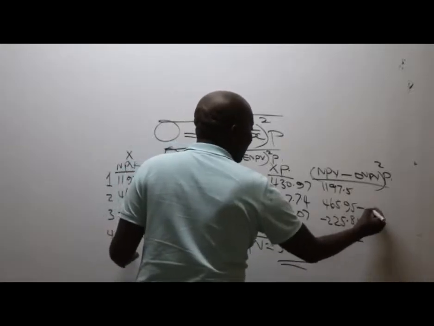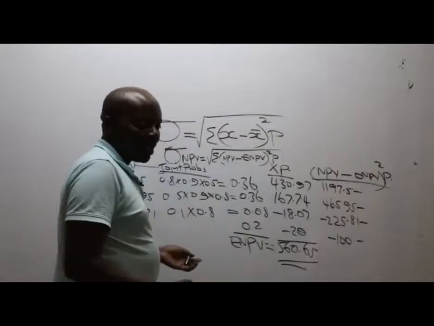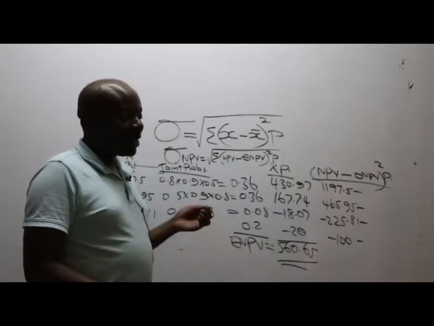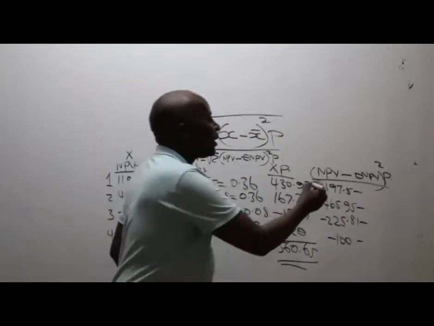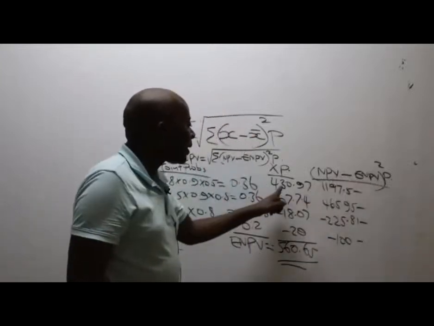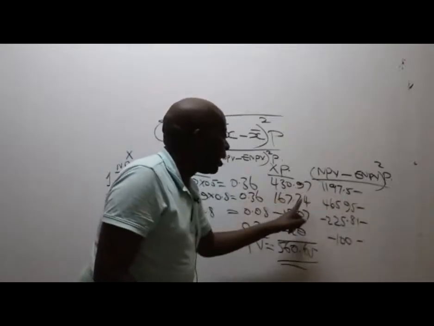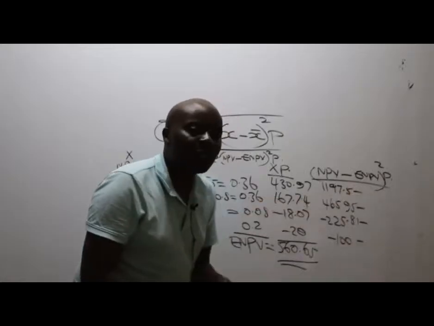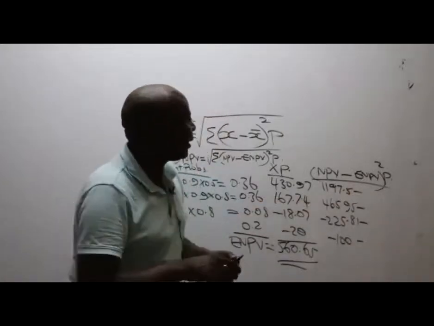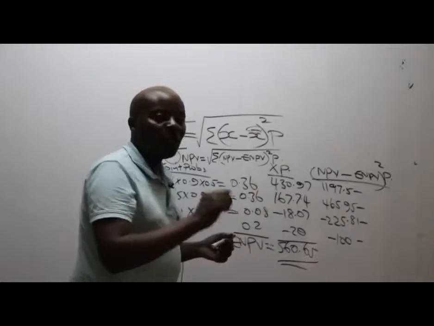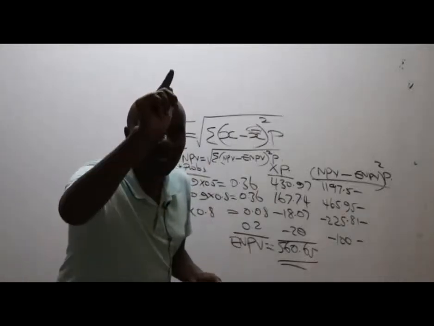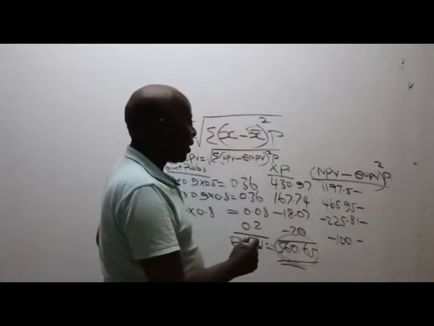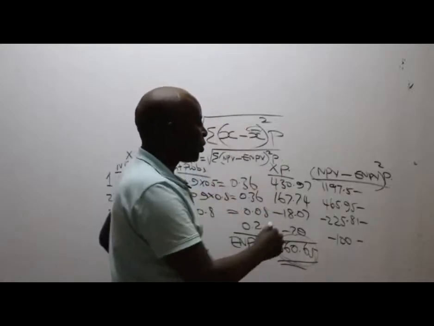Now here is where the trouble comes. You will find a student, when you ask for NPV minus expected NPV, starts copying each figure and putting it here, forgetting that the expected net present value is supposed to be only one single figure, applicable throughout. So the expected net present value is this single figure here. We cannot have many means.